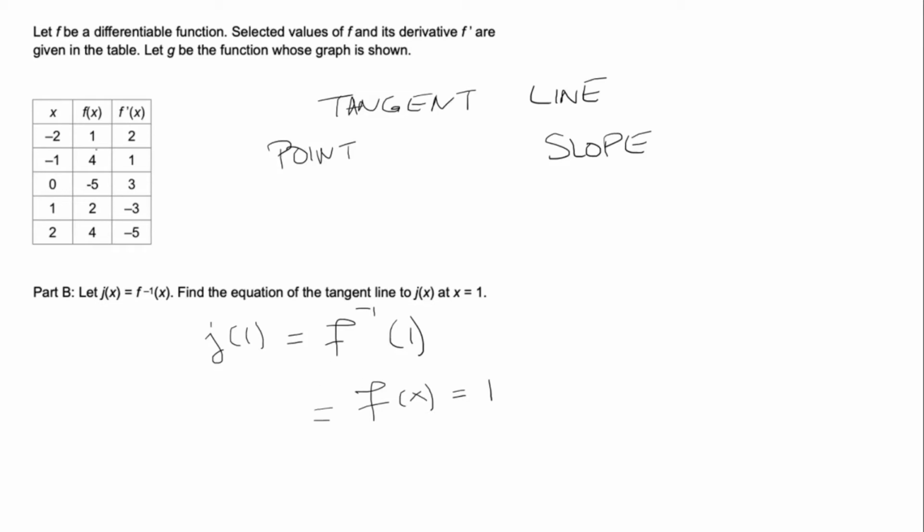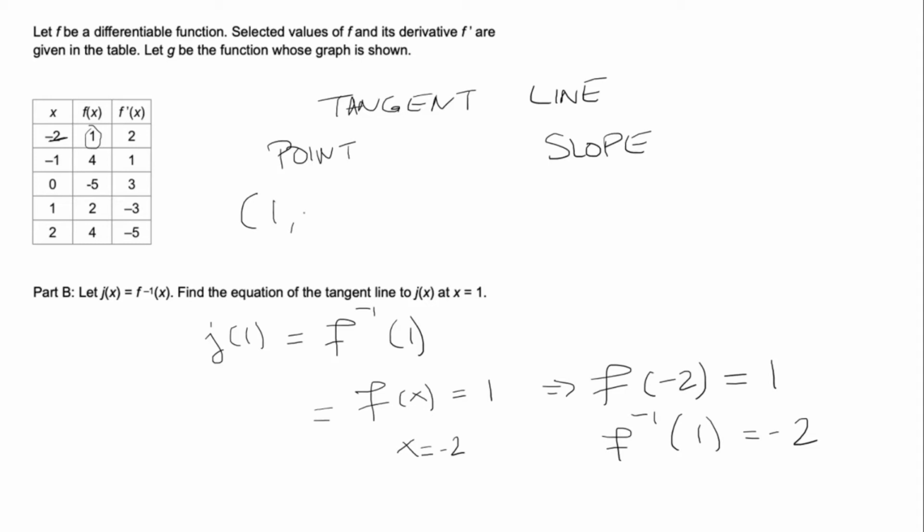So we go to this table and see, which one of these is f of x equal to 1? And it's clear the first one over here, when x is equal to -2. So what this says is that f of -2 is 1, so f inverse of 1 is -2. Okay, so that's going to be our point. It's going to be (1, -2).